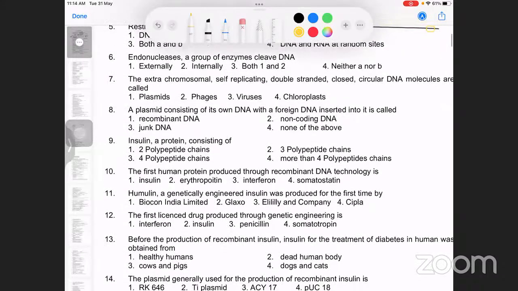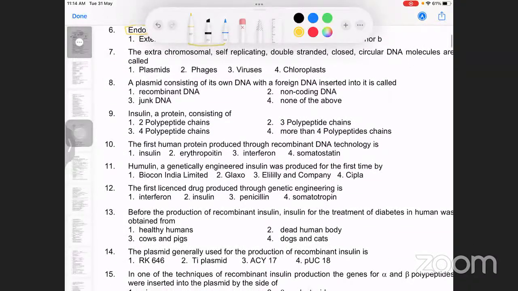Endonucleases are a group of enzymes which cleave DNA externally, internally, both 1 and 2, or neither A nor B. Endonuclease: endo means internally. Remember, it will cut the DNA at the internal portion or segment.